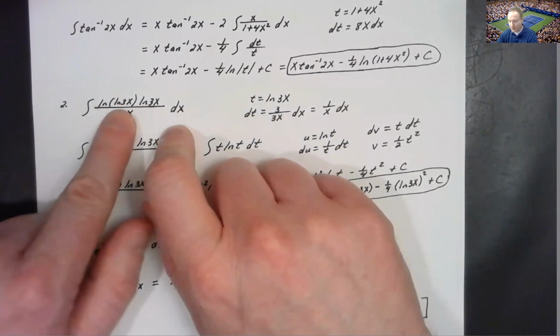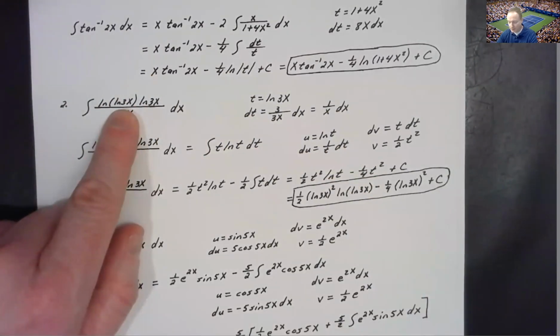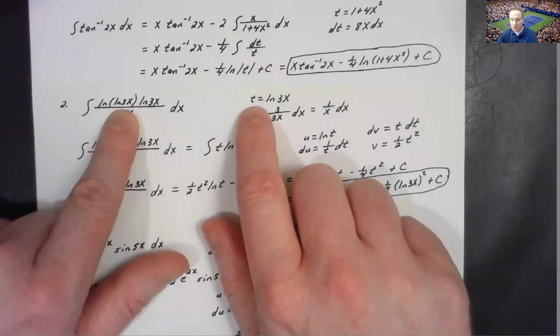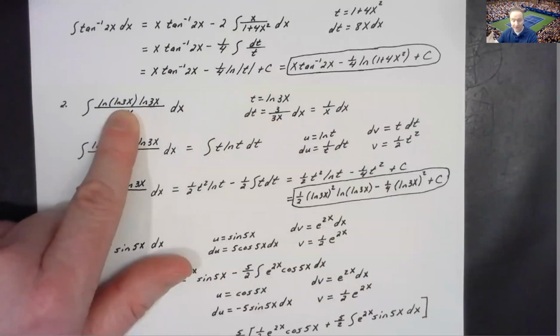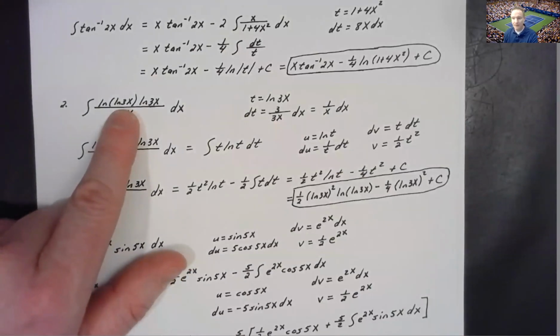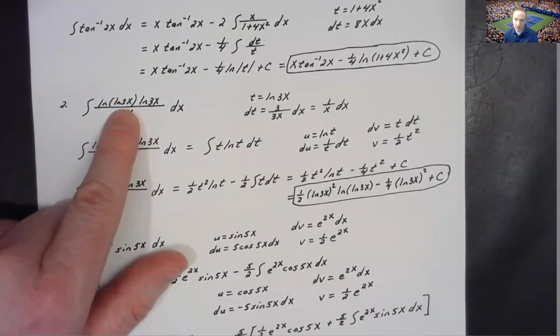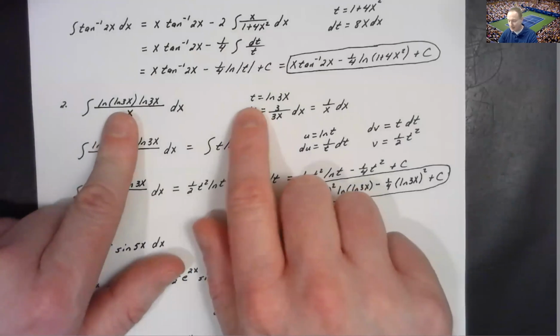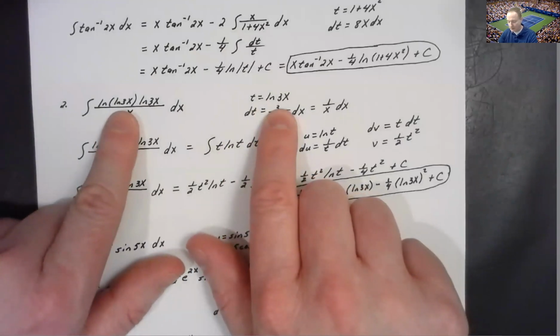So I can say, all right, I'm going to let the natural log of 3x be equal to t. Now, the reason I didn't do a u substitution is because I knew after I did substitution, I would need to do integration by parts. And integration by parts would involve a u, so it would get confusing if I did a u substitution here. So I said, all right, let's let t equal the natural log of 3x.